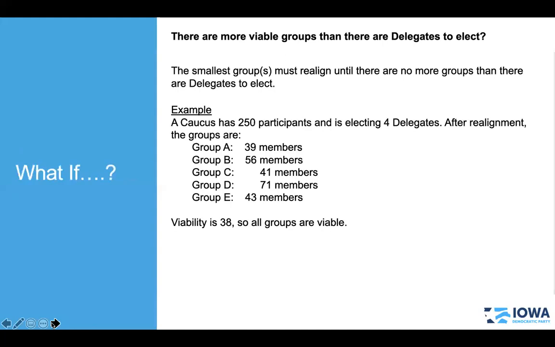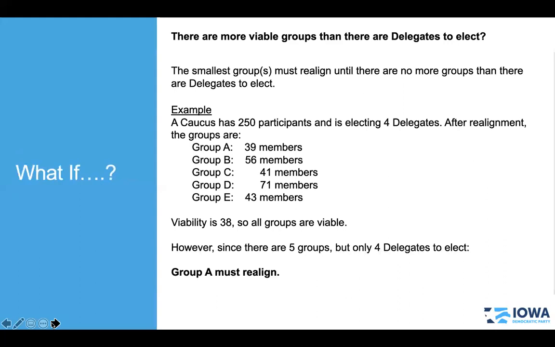In this scenario, there are 250 caucus participants electing 4 delegates. After realignment, as you can see here, there are 5 viable groups, viability being 38. So everyone in this scenario is viable. Based on what we just told you, which group do you believe must realign? If you guessed Group A, you would be correct. They have the smallest number of delegates, so everyone in Group A would have to realign to either Groups B, C, D, or E.